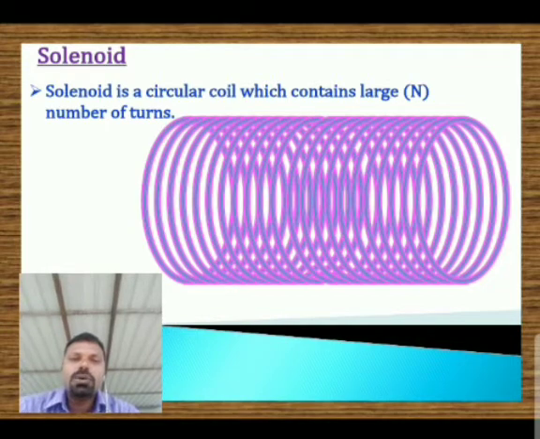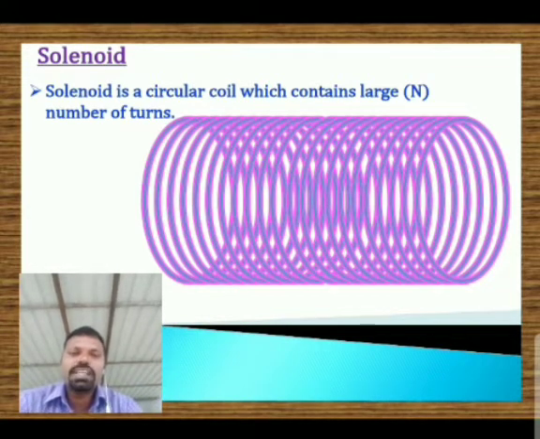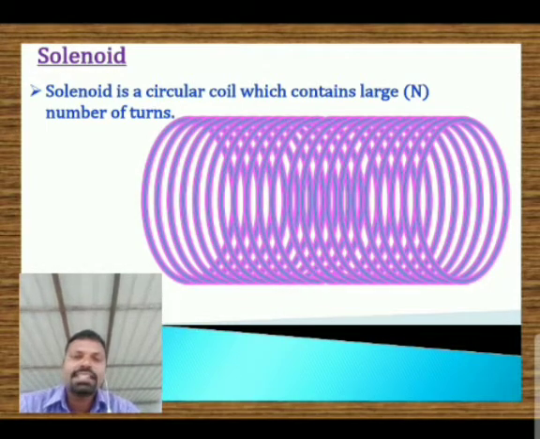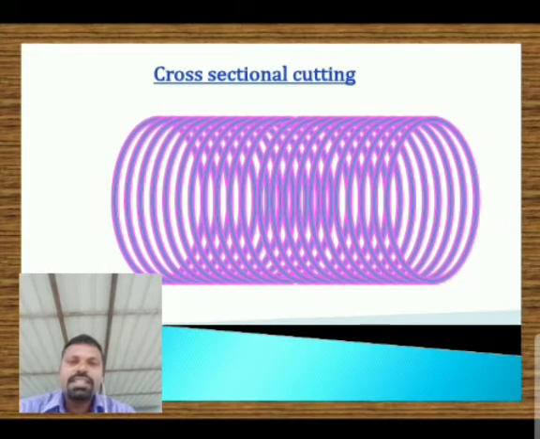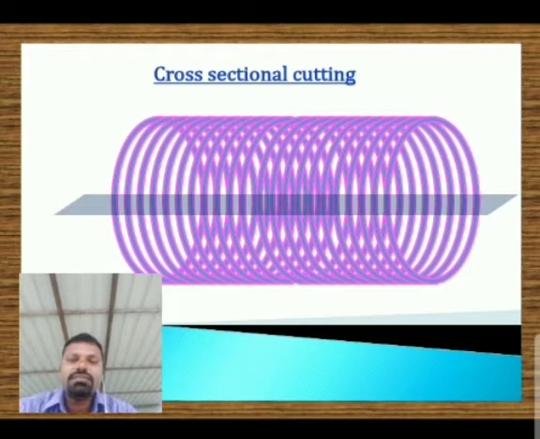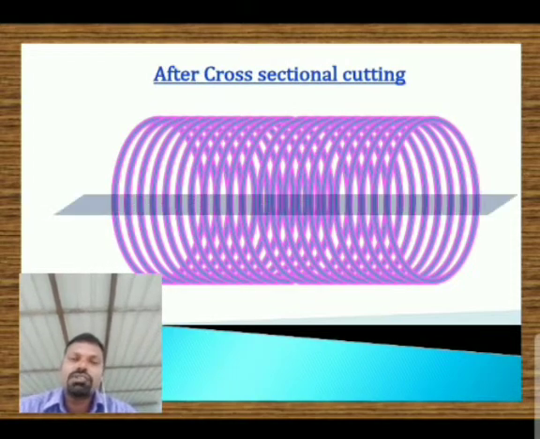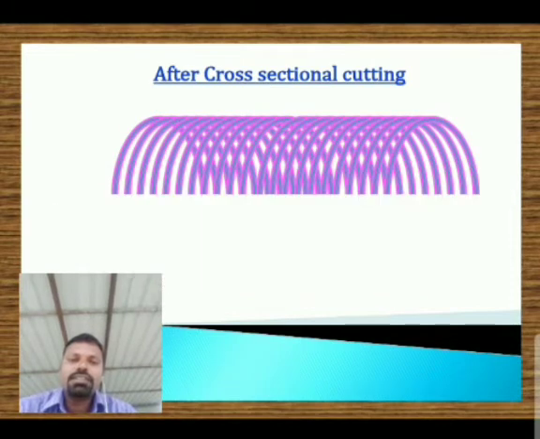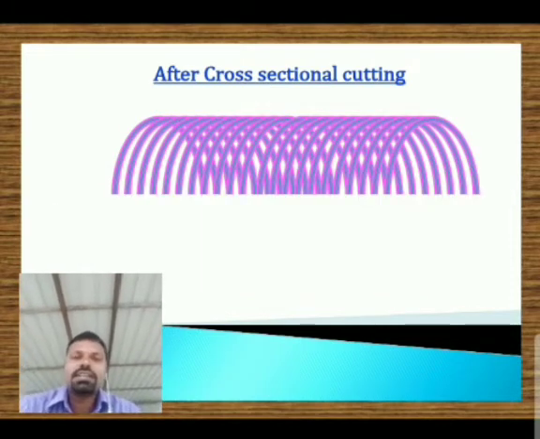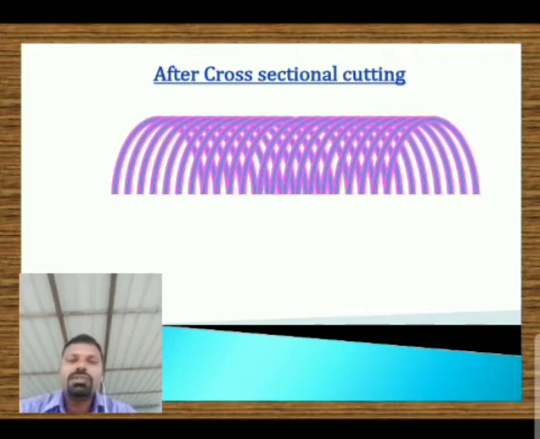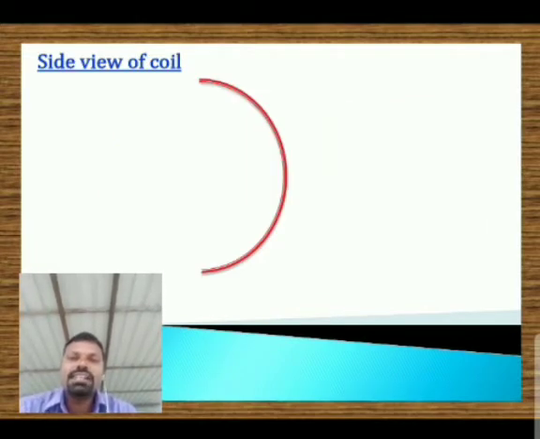Now my interest is to determine the magnetic field produced due to this solenoid on the axis. For this, see here, this is my solenoid. Now I am cutting it cross sectionally. That means I want to observe the cross sectional view of this solenoid. So I am cutting this solenoid. This is the cross sectional cut of the solenoid. Now I am observing a single turn from that solenoid in side view. This is my side view.